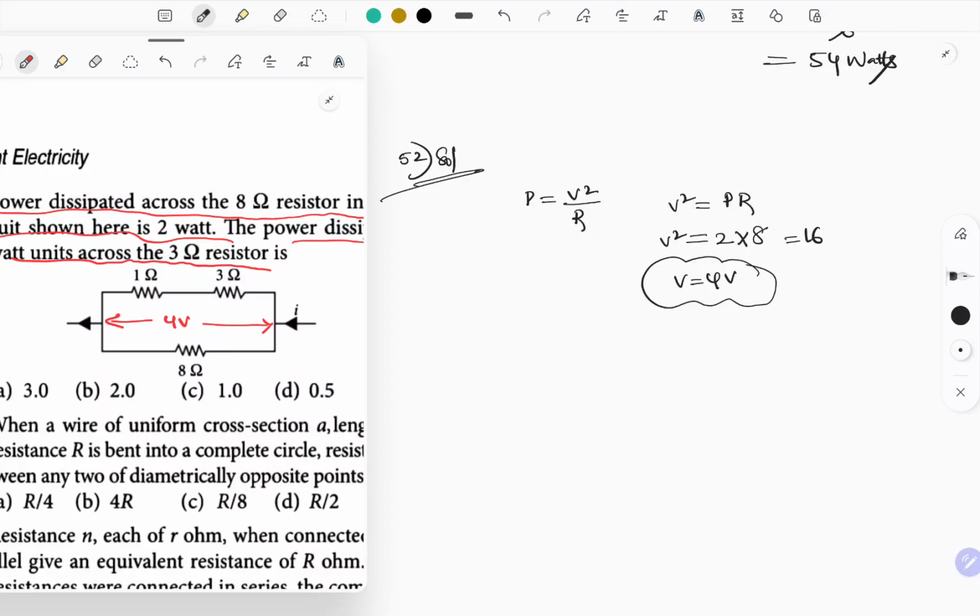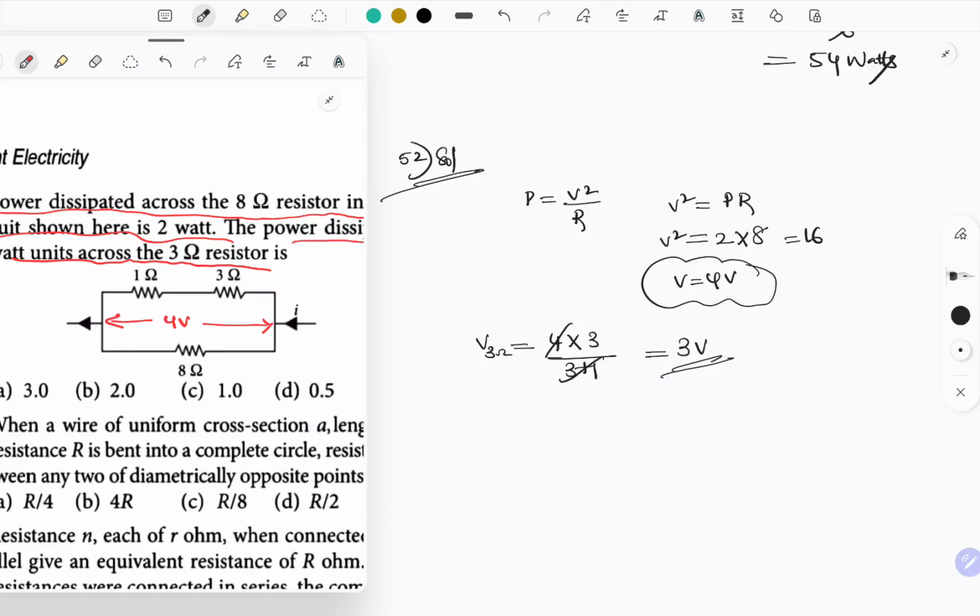Let's calculate the voltage across the 3 ohm resistor. Voltage across the 3 ohm resistor is equal to the total voltage across 3 and 1 ohm, that is 4 volt, into the resistance of the same resistor, that is 3, divided by the sum of the resistors, that is 3 plus 1, which is 4. This is the voltage division method. The 4 and 4 get cancelled out. The result is 3 volts.